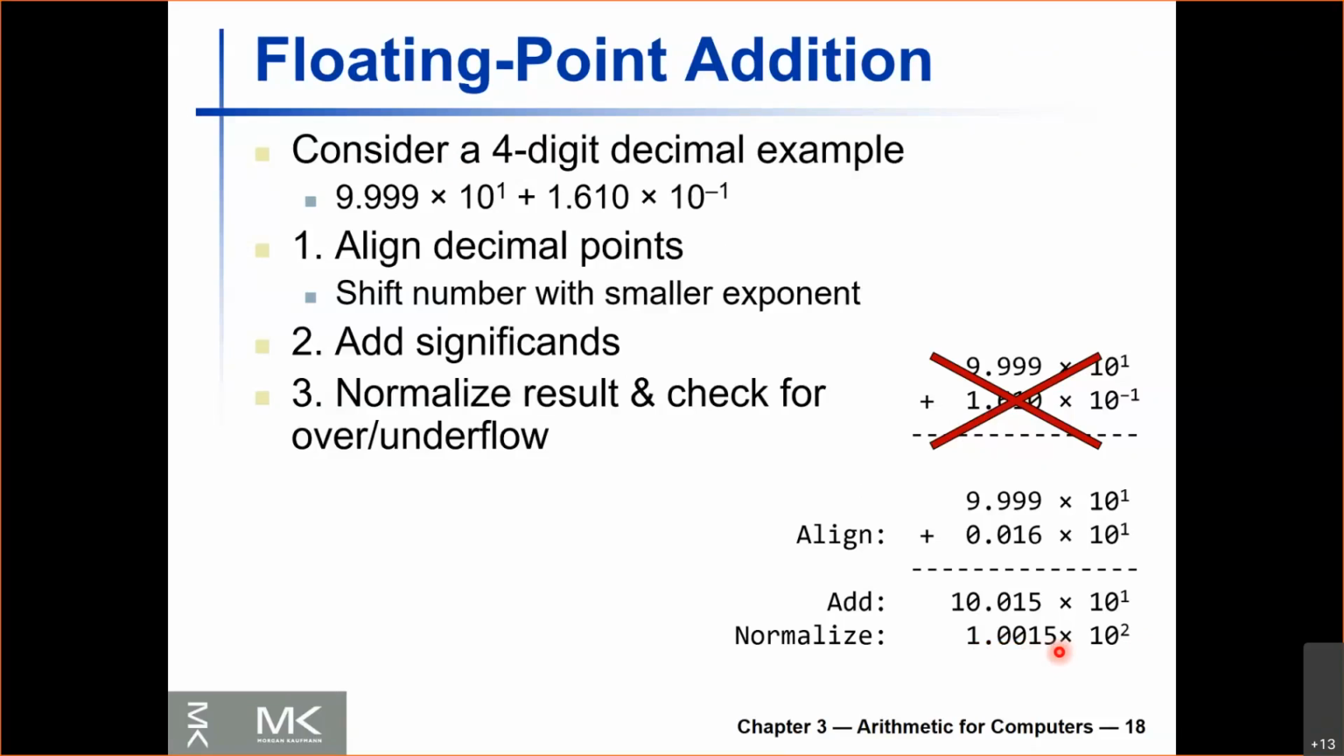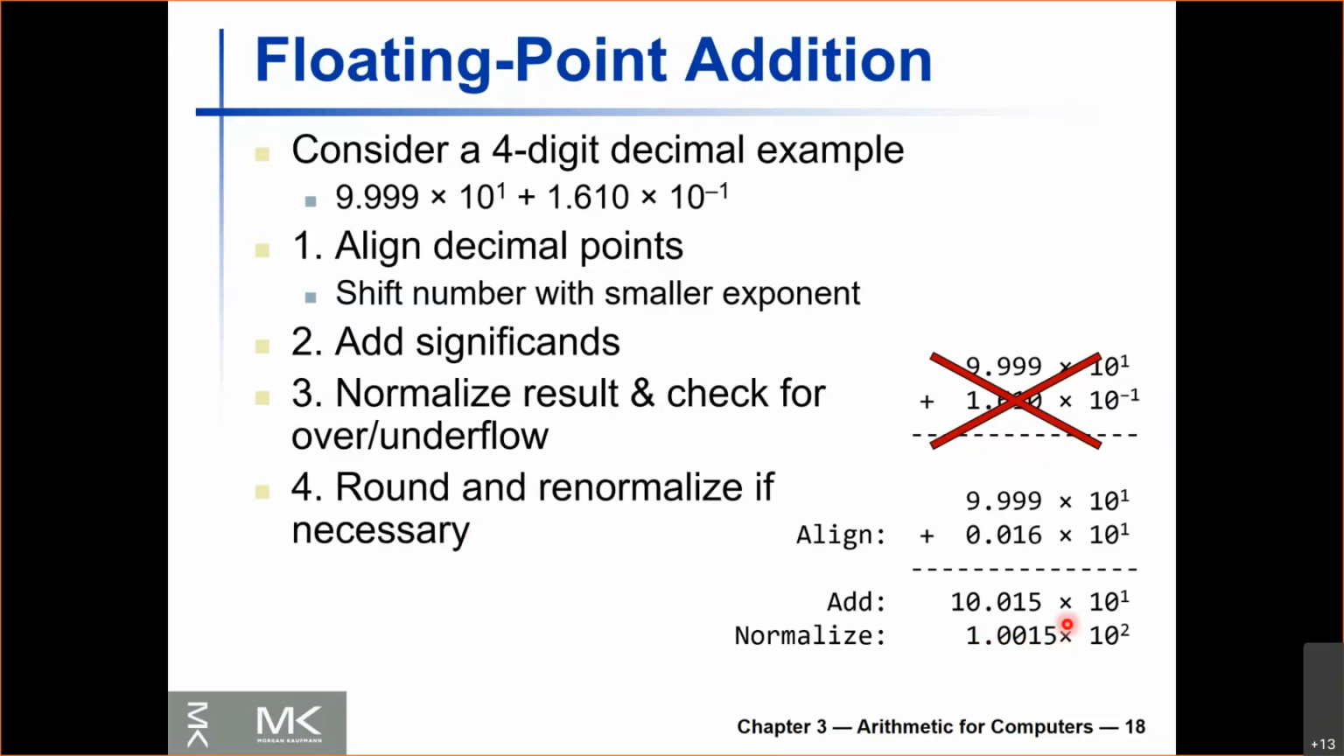Right, exactly. We're going to round it. So what we do is we can round. We're going to take this 1.0015 and round that to 1.002 times 10 to the power 2. And this is our final result.